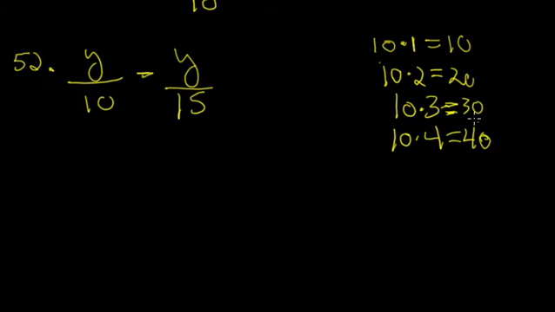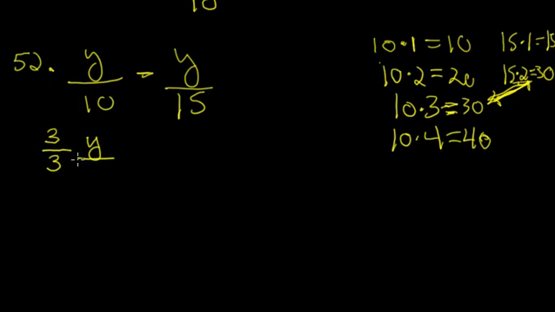Well, if we look at 15, 15 times 1 is 15. And 15 times 2 is 30. Well, right here, we have something that they can be common to, which is 30. So to make this 30, I multiply 3 over 3, which is 1. So I'm not changing the value of this side. And over here, I'm multiplying 2 over 2, which is 1.